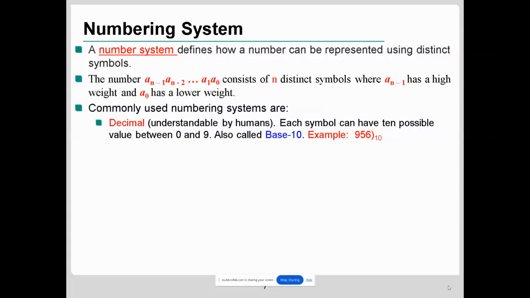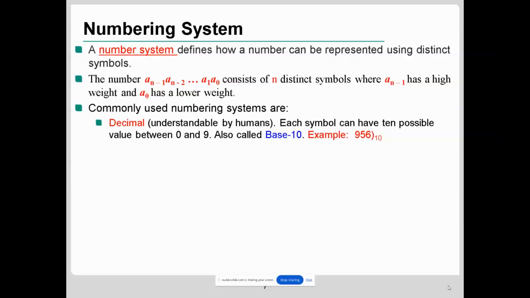What is the base? This is your base. It starts from a(n-1), so a2, a1, a0. Which one has the highest weight? A2 has the highest weight. a(n-1) has the highest weight. The same thing: 3, 4, 9, 7, 8. This is A4, A3, A2, A1, and A0. And what is n here? n is 5. So a(n-1) has the highest weight and a0 has the lowest weight. And this representation is called the decimal representation, which is understandable by humans.